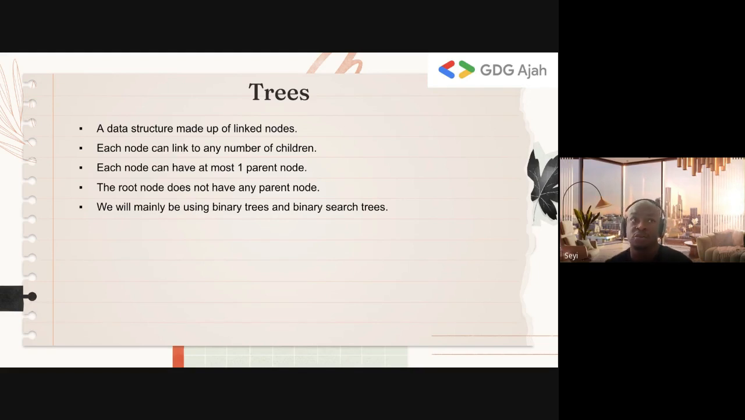Usually they're made up of linked nodes, and each node can link to any number of children in a tree. But the key thing is that every node must have one parent node. So a node cannot have two parents. And the root node doesn't have any parents, which is kind of obvious. But in the context of what we are learning, we'll mainly be discussing binary trees and binary search trees.